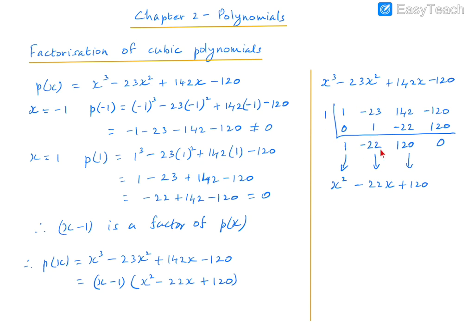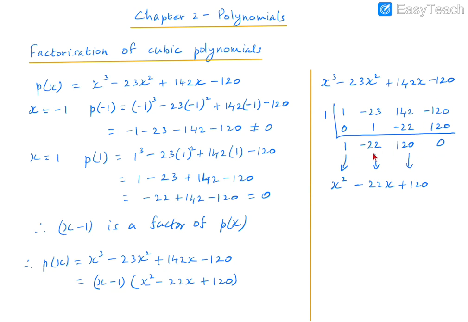Then add these two terms, you get minus 22. Multiply this minus 22 with this 1. So you get minus 22 into 1 is minus 22. Add these two terms, you get this 120. And then multiply again with the 1 and add these terms, you get 0.